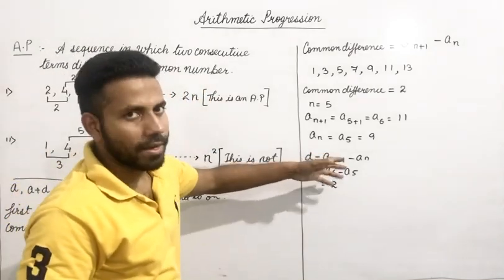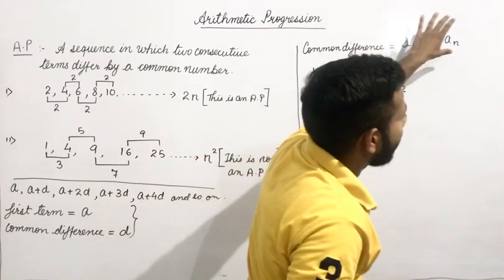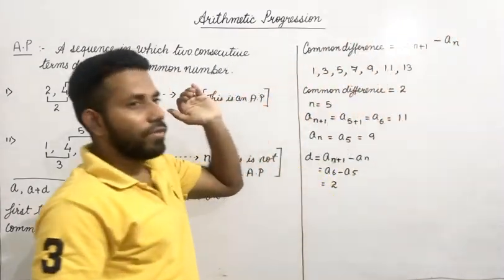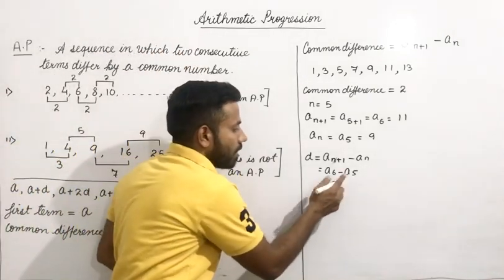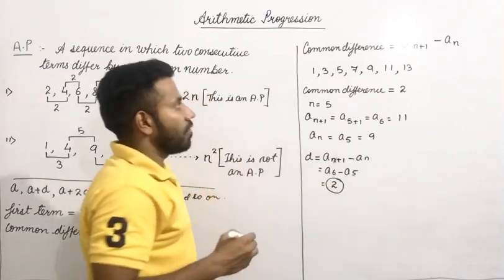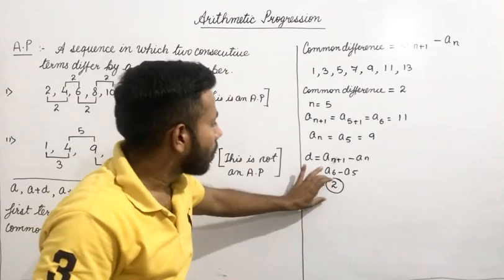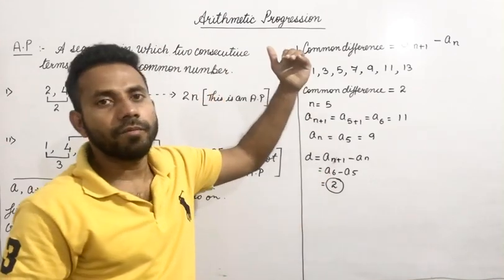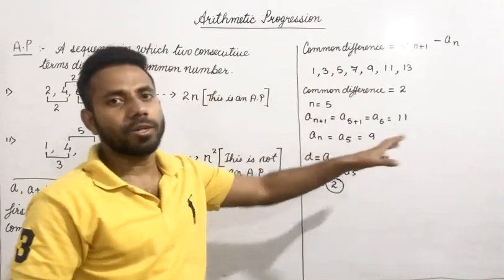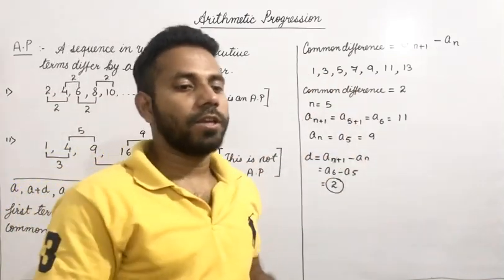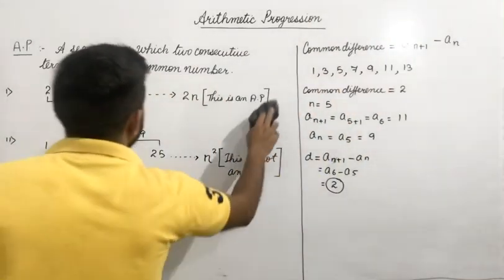Now, what is the basic idea behind it? If the difference between the successive term and the preceding term comes out a constant, then the general term of the sequence gives an AP. And if the difference doesn't come out a constant, then it will not give an AP. Let us take another example where we will differentiate it very easily.